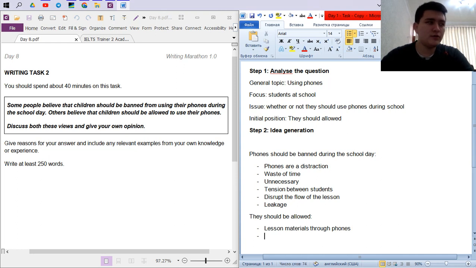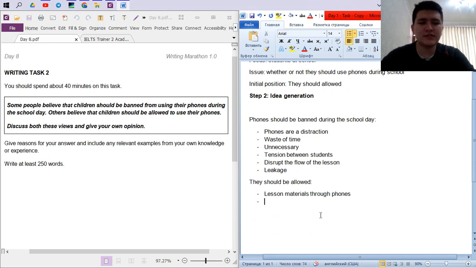So in this digital age, I believe we all need smartphones, because that's where we store important pieces of information. In the same way you would probably use phones to get access to your homework, right? So they should be allowed lesson materials through phones, but you can always use laptops.